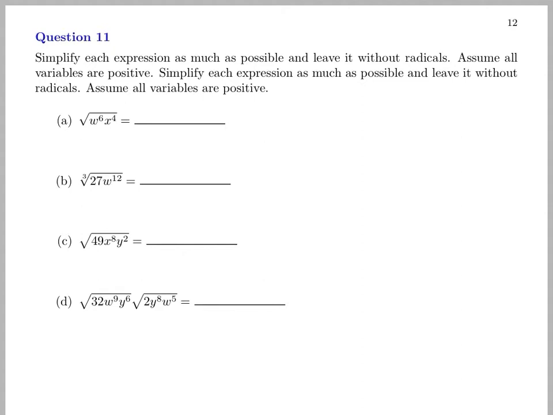Okay, we have a lot of square roots in this problem, so we can use the fact that the square root can be distributed across a product. So we can write this as the square root of w to the 6th times the square root of x to the 4th, and that's going to be w cubed times x squared.